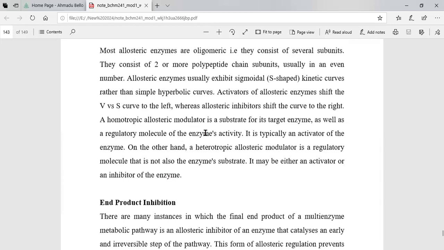So we have what we call a homotropic allosteric modulator, which is a substrate for its target enzyme as well as a regulatory molecule of the enzyme's activity. It is typically an activator of the enzyme. On the other hand, a heterotropic allosteric modulator is a regulatory molecule that is not also the enzyme substrate. It may either be an activator or an inhibitor of the enzyme.